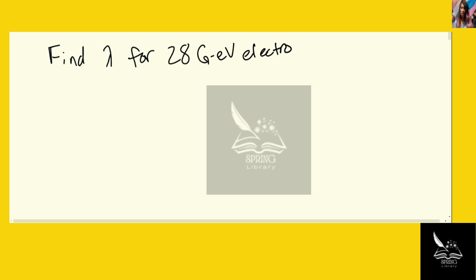Okay, we need to find the wavelength, lambda, for a 28 giga electron volt electron. So how are we going to do this? A couple steps. We know that we can relate the wavelength to the momentum using the de Broglie wavelength formula.